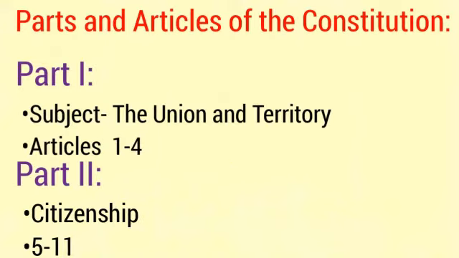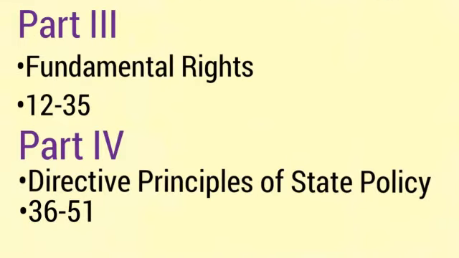Parts and articles of the Constitution. Part 1, the Union and Territory, articles 1 to 4. Part 2, Citizenship, articles 5 to 11. Part 3 is Fundamental Rights, articles 12 to 35. Fundamental rights are borrowed from which country? USA. We have studied this in the borrowed features of the Indian Constitution.